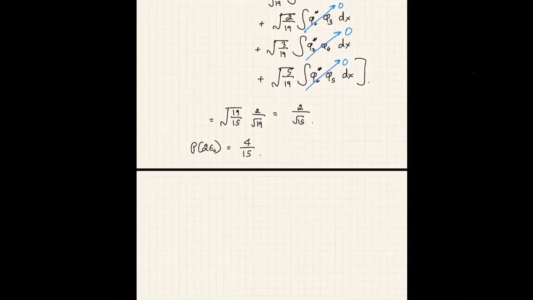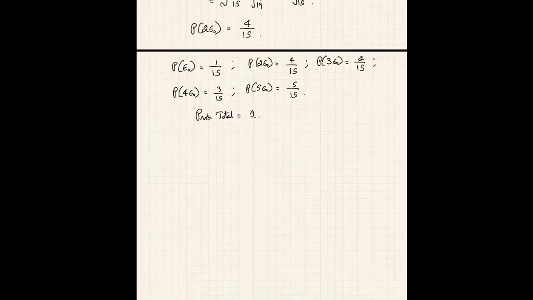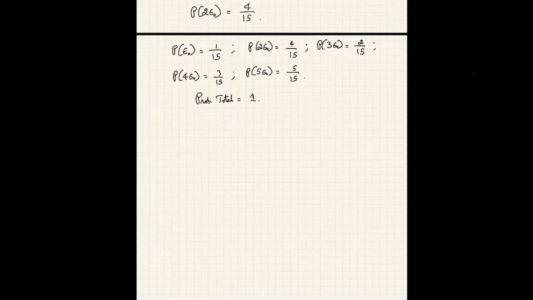So similarly, you can calculate P of E0, which is, I think, 1/15. P of 2E0, which we have calculated as 4/15. P of 3E0, I encourage you to calculate all these things separately in case you're not sure, or you can just read it off because this is a simple enough example. P of 4E0 is given by 3/15, and P of 5E0 is given by 5/15. And if you add all these guys, you get 1 plus 4, 5, plus 2, 7, plus 3, 10, plus 5, 15/15, which is 1. So the total probability is 1, as it should be. Okay, this is always a useful check to do at the end of your calculations.